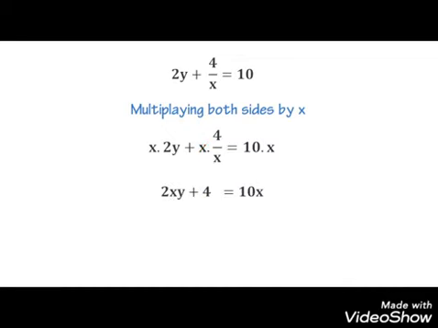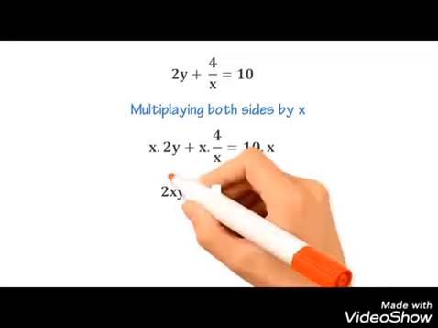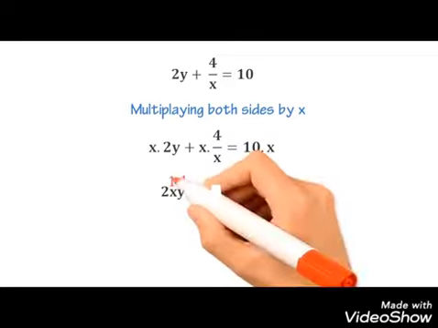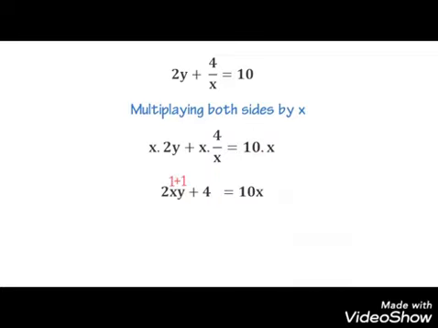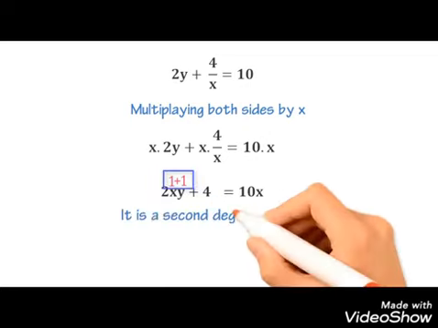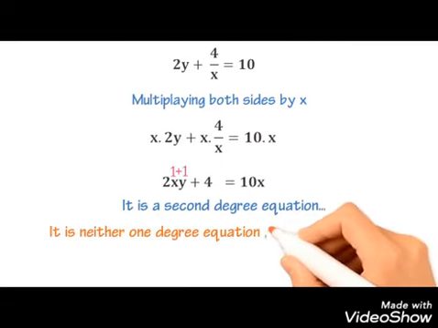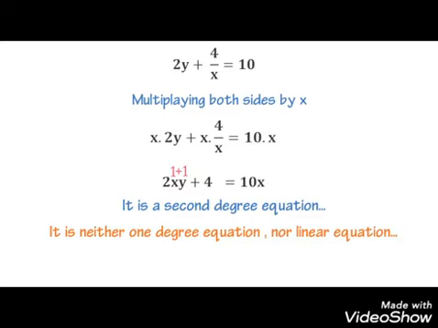Now there are three terms in this equation. The power of variables in first term 2xy is evaluated as follows. The power of x is 1 and the power of y is also 1. Thus 1 plus 1 is equal to 2. Hence the highest power of first term is 2. So it is a second degree equation. Therefore it is neither a one degree equation nor a linear equation.